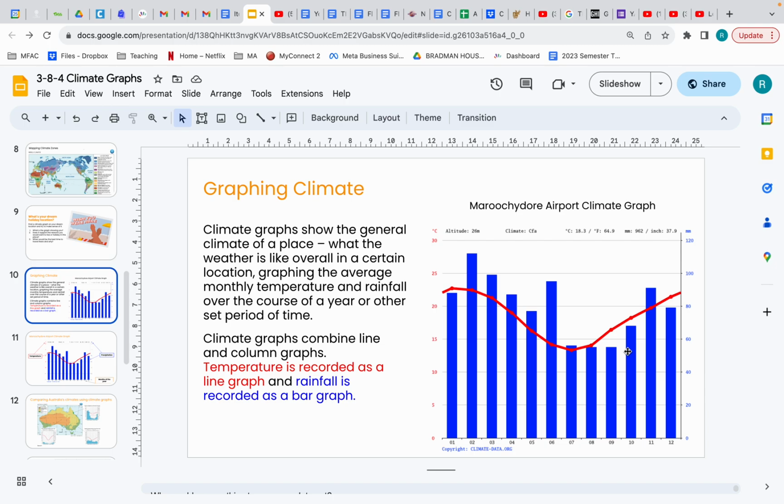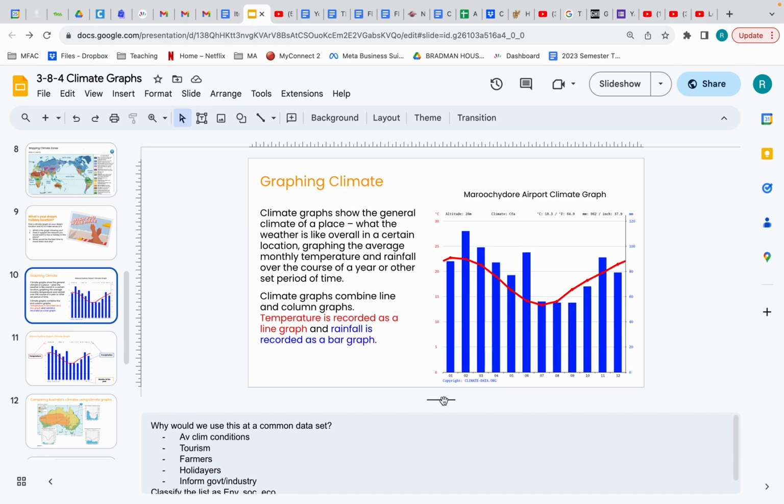We're just going to look at climate graphs and how to analyze climate graphs. Now, you'll notice this is a climate graph, and you can read this over here by yourself, but you'll notice it has two things. It has a line graph, which is the temperature, and a bar graph, which deals with the rainfall. Why might this be important?